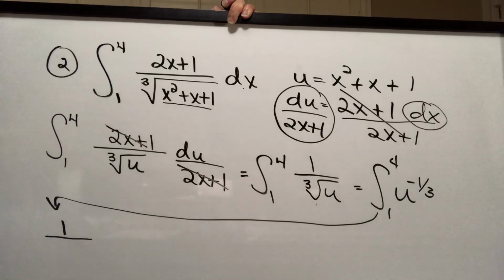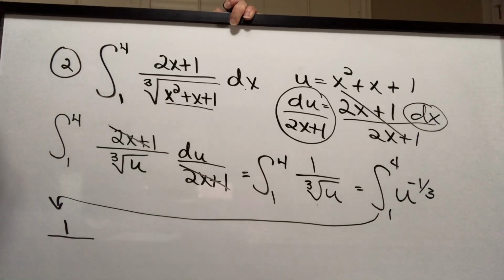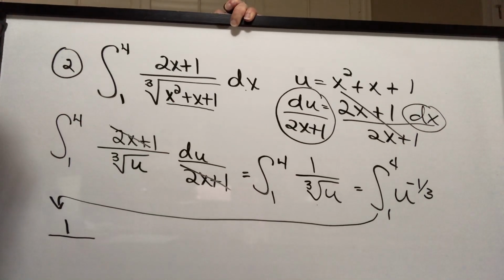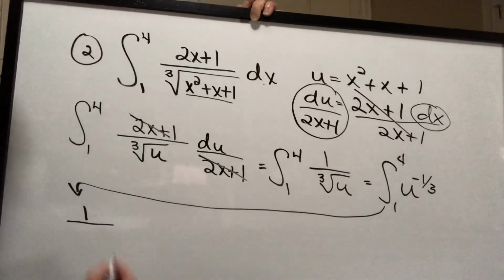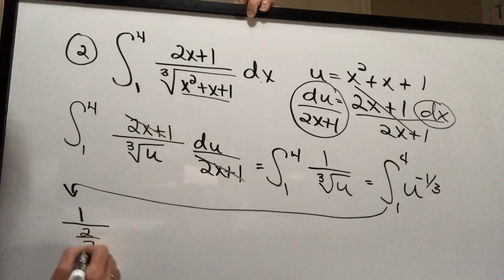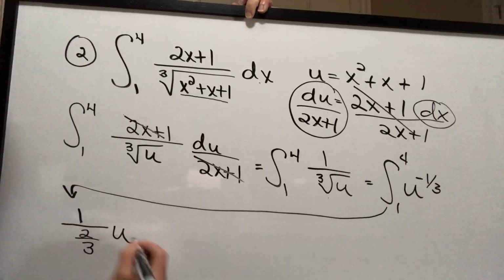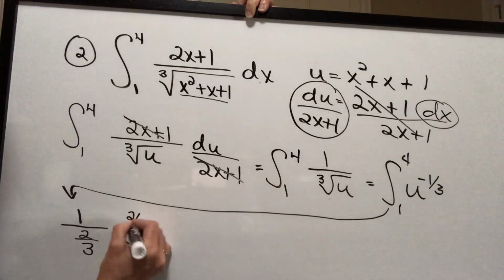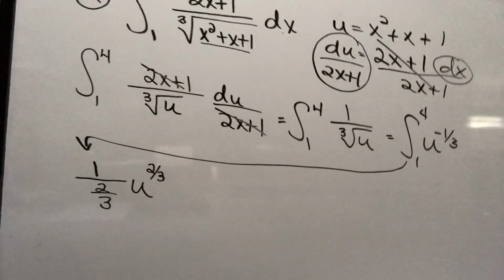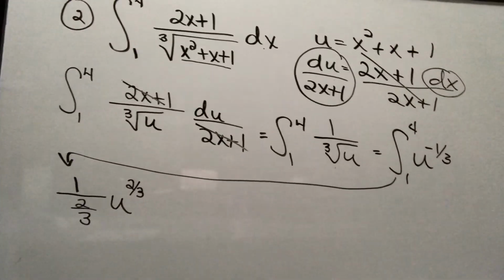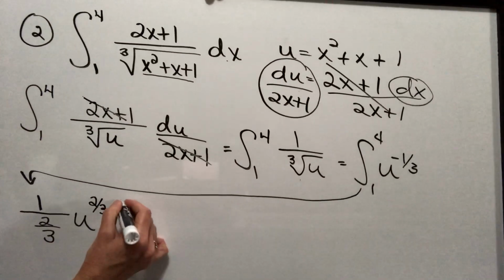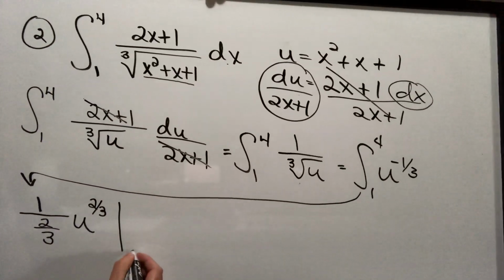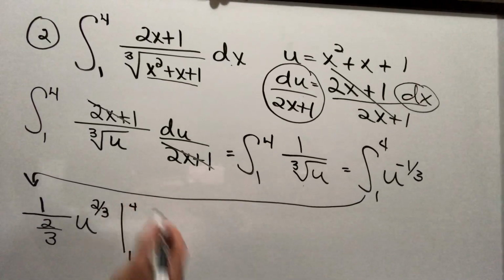Let's think about that. So 1 is 3/3. So if you were to do negative 1/3 plus 3/3, you would get 2/3. So it would be 1 over 2/3 u, and then also to the 2/3 power. So it would look like that. Now we're not going to write plus c because this is a definite integral. So you'll have that bar that says we're going to evaluate it from 1 to 4.